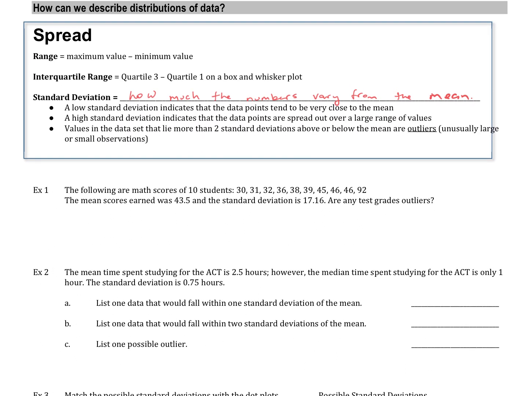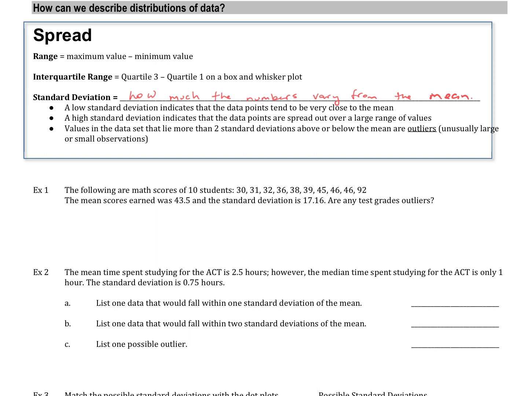So there are a few things to know about standard deviation. First, a low standard deviation indicates that the data points tend to be pretty close to the mean, whereas a high standard deviation indicates that the data points are spread out over a large range of values, so they're farther away from that mean. And the values in the data set that lie more than 2 standard deviations above or below the mean are considered outliers. So these are your really small numbers or your really large numbers.